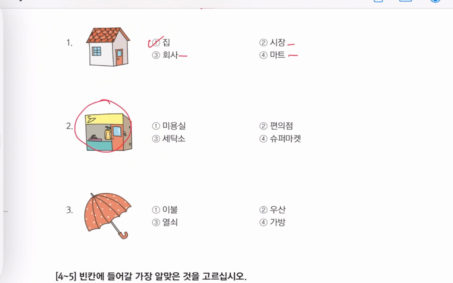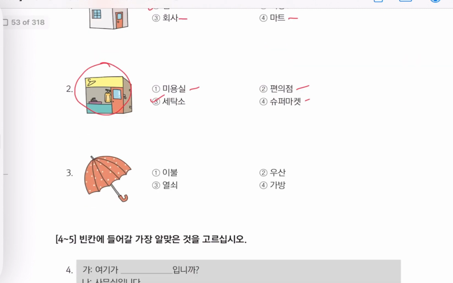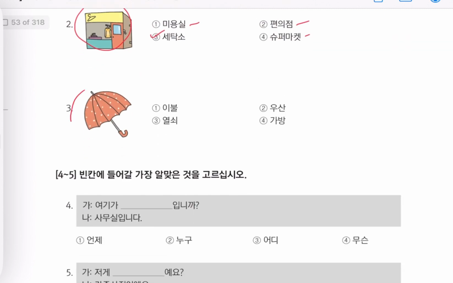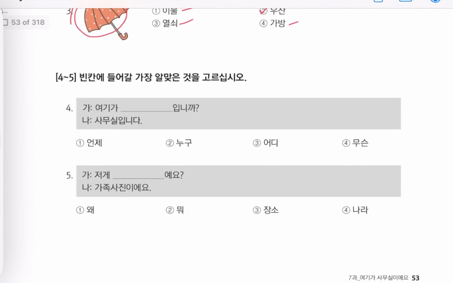Picture number 2. This is Setakso. Setakso is laundry shop. Myeongshil is hair salon. Pyeonijom is convenience store, and supermarket is supermarket. Picture number 3. This is Usan, umbrella. Ebul is blanket. Yolse is keys, and Kabang is bag.